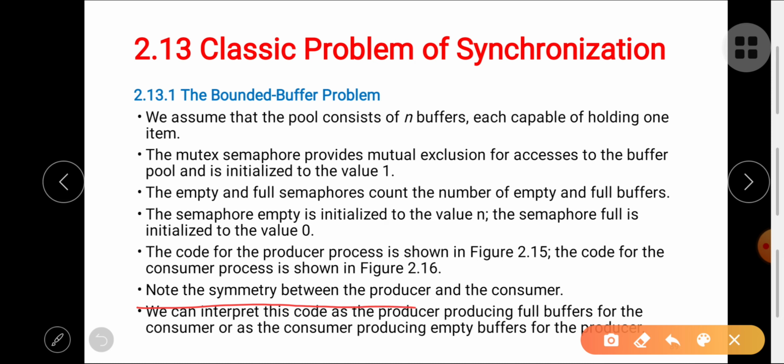Here there is a symmetry between the producer and consumer. We can interpret this code as the producer producing full buffers, and who is using these full buffers? Obviously the consumer. And the consumer is producing empty buffers, and who is using these empty buffers? Obviously the producer.